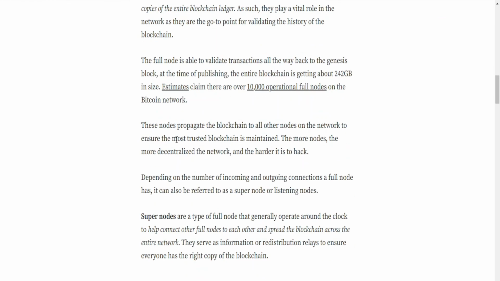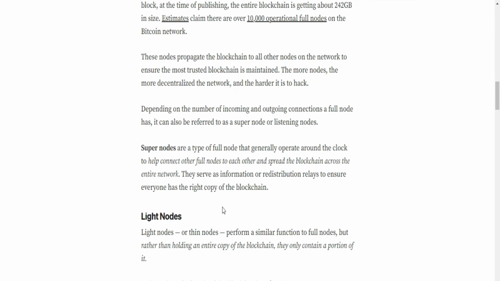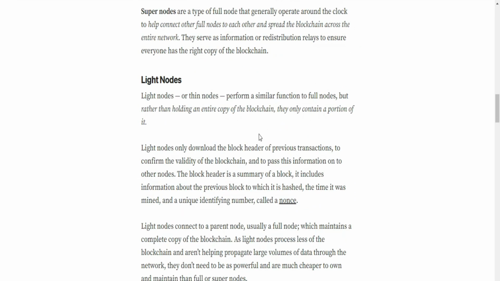The nodes propagate the blockchain to all other nodes on the network to ensure the most trusted blockchain is maintained. The more nodes, the more distributed the network and the harder it is to hack, depending on the number of incoming and outgoing connections. A full node can also be referred to as a super node or listening node.